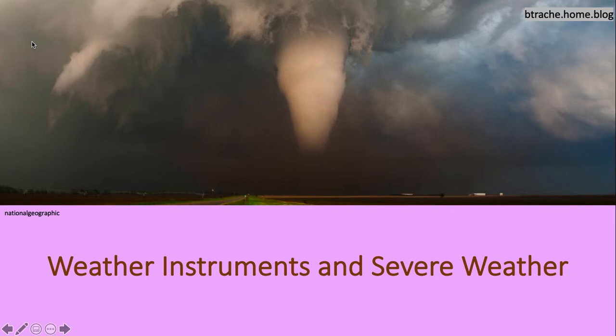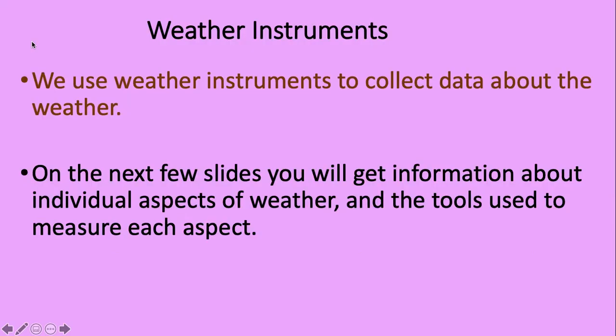It's called Weather Instruments and Severe Weather. You're going to write down everything in orange text, or with a pink background. It's a really dark orange, so it looks kind of brown, but it's not black. So write down the stuff in orange, pause the video if you need more time, and there's a catch-all slide at the end with everything you need.